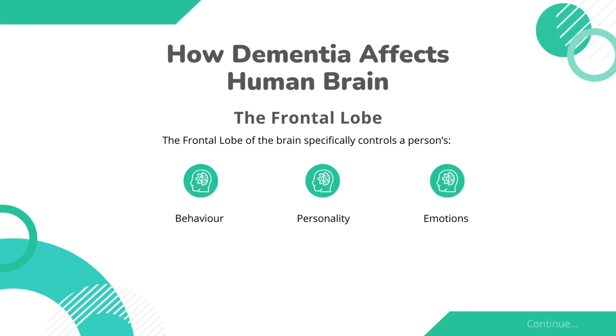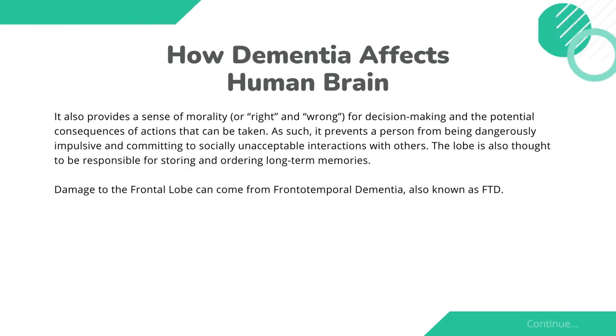The frontal lobe. The frontal lobe of the brain specifically controls a person's behavior, personality, emotions. It also provides a sense of morality, or right and wrong, for decision-making and the potential consequences of actions that can be taken. As such, it prevents a person from being dangerously impulsive and committing to socially unacceptable interactions with others. The lobe is also thought to be responsible for storing and ordering long-term memories. Damage to the frontal lobe can come from frontotemporal dementia, also known as FTD.